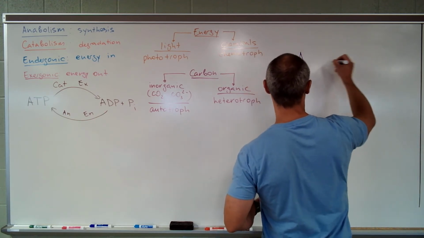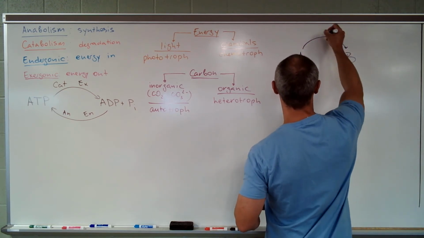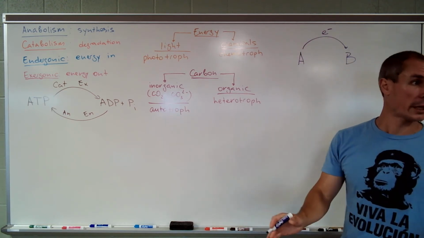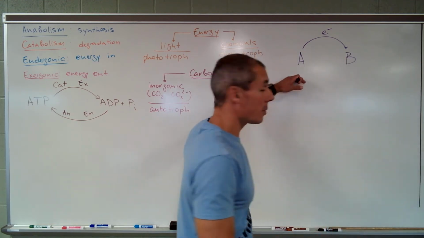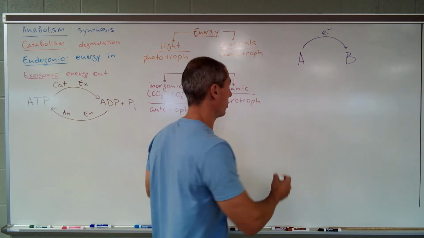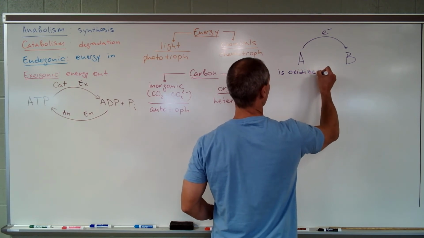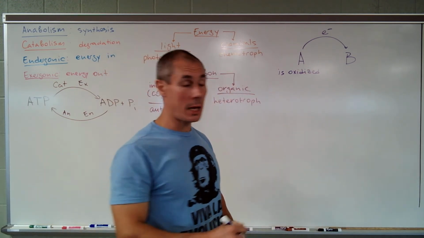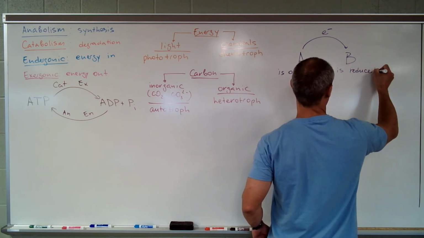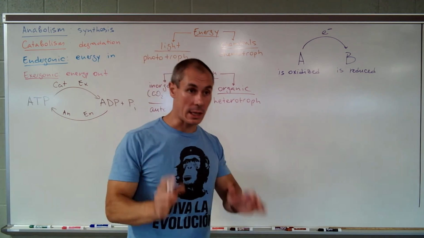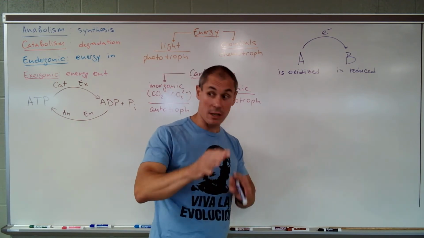So you have chemical A and chemical B. Chemical A loses electrons to chemical B. We good? So when chemical A loses electrons, it is oxidized. When chemical B gains electrons, it is reduced. Does it make sense? Awesome. Seriously, thank you for the confirmation.